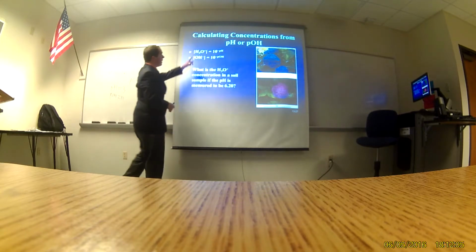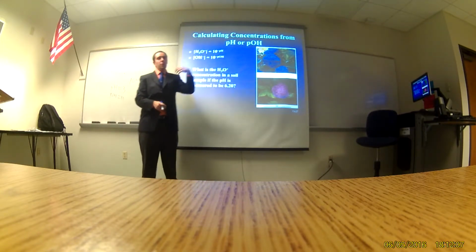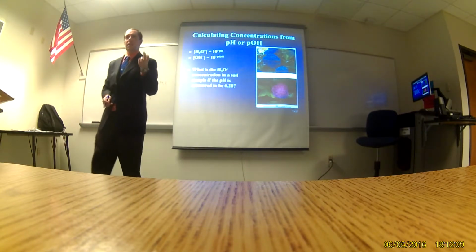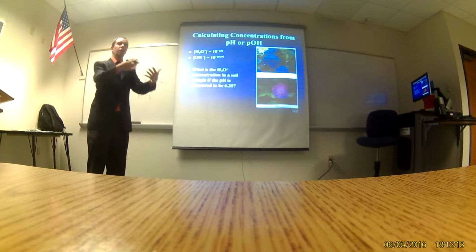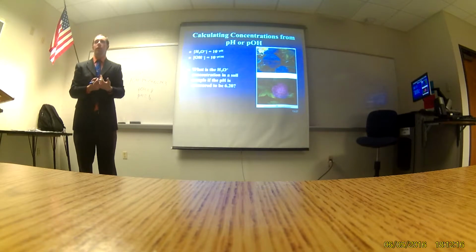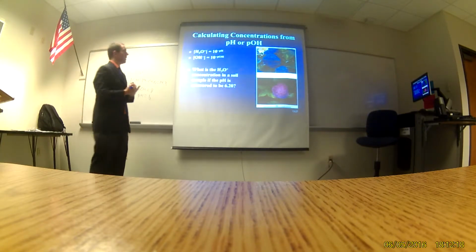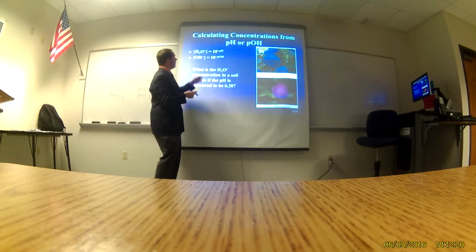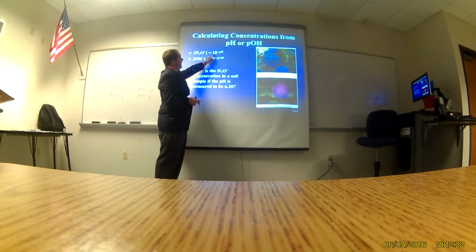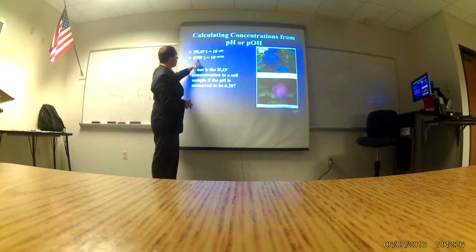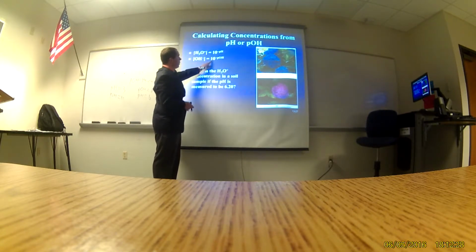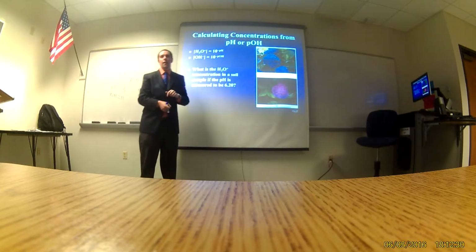We said to go from H3O plus to pH, we take the negative log of the H3O plus. Mathematically, if we want to go the other direction, we can do that. To undo that, we take 10 to the negative pH. To undo the pOH, we go 10 to the negative pOH.